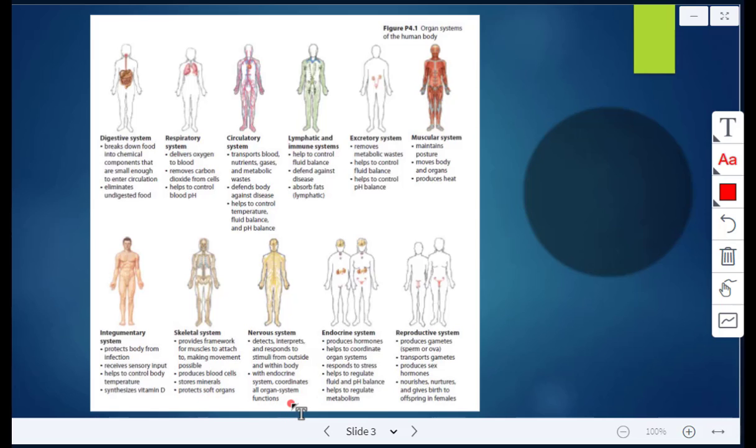The nervous system has to do with the brain and the spinal cord. The endocrine system has to do with hormones, and the reproductive system has to do with reproducing as well as the gametes. So the ones we will be doing in Bio 20 are the digestive system, respiratory system, circulatory system, lymphatic and immune, excretory, and the muscular system.